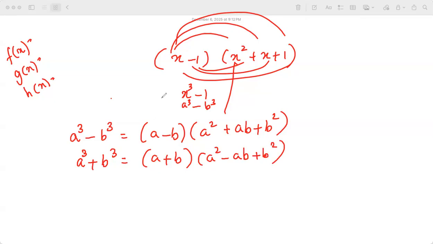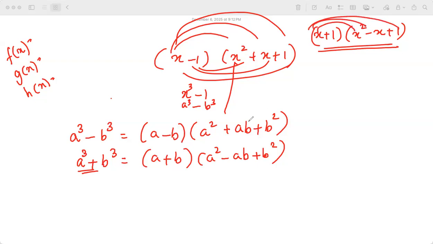You are going to memorize this. I am not going to ask you to derive again. You can derive again: x plus 1 times x square minus x plus 1. When you multiply this, you get a cube plus b cube, and that will become another formula. We don't have time. You know how to FOIL this. So instead of asking you to do this and tell me what you got, I gave you the formula directly. So you are going to memorize certain things as well.